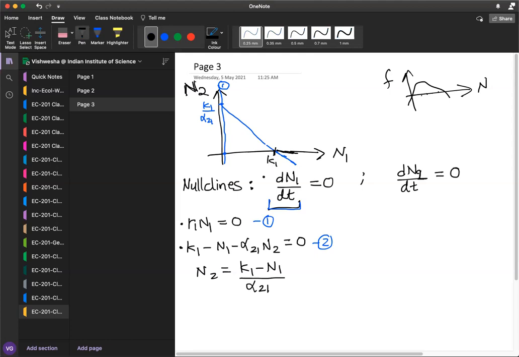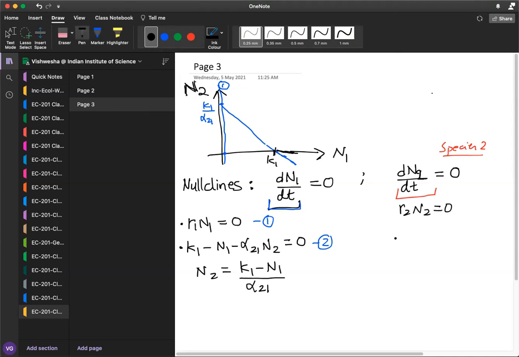Okay, is this fine so far? I have plotted two null lines, both of them corresponding to species 1. Any questions on this? Okay, no questions. So let us now plot the null lines for species 2. What are those going to be? Those will be R2 N2 is equal to 0.